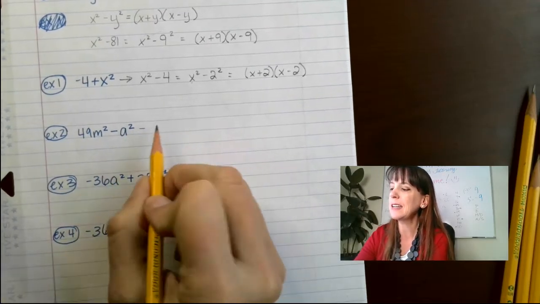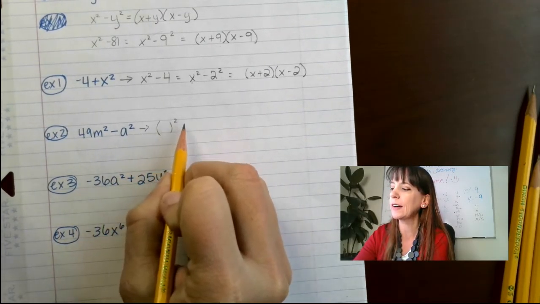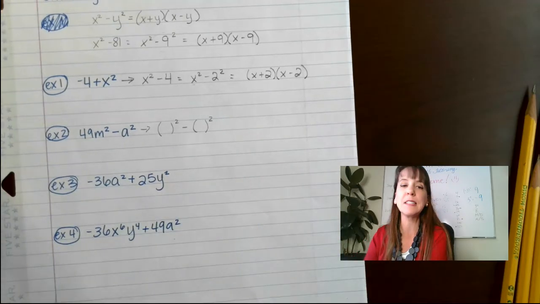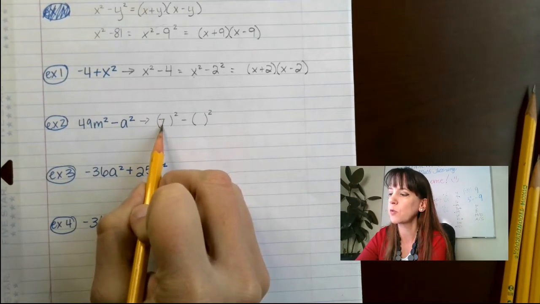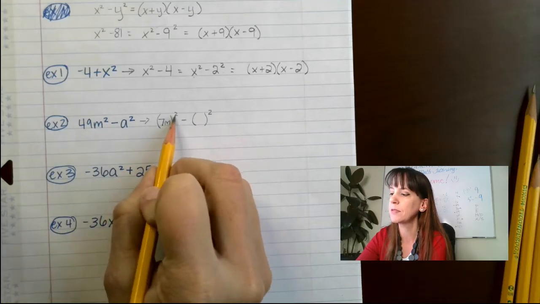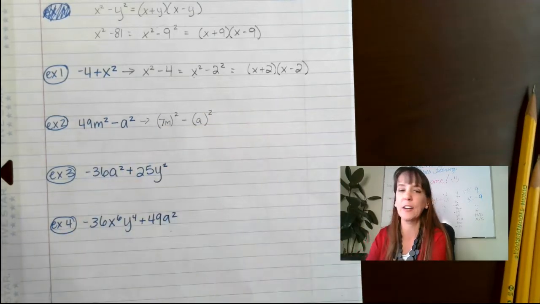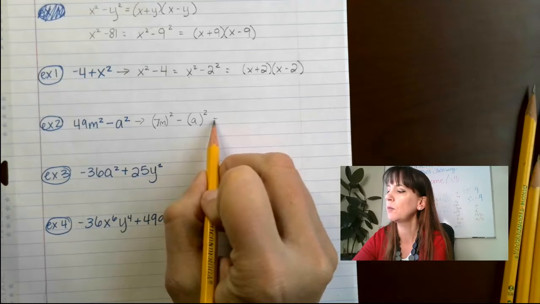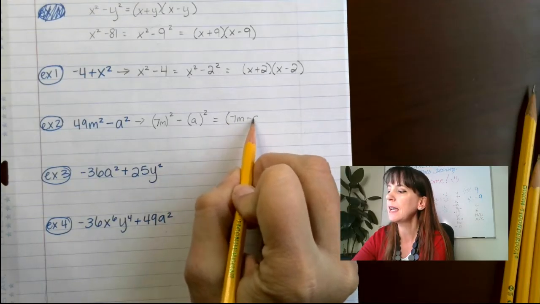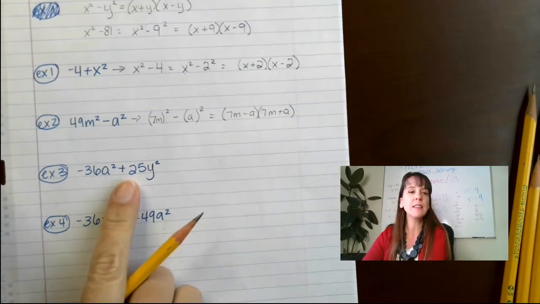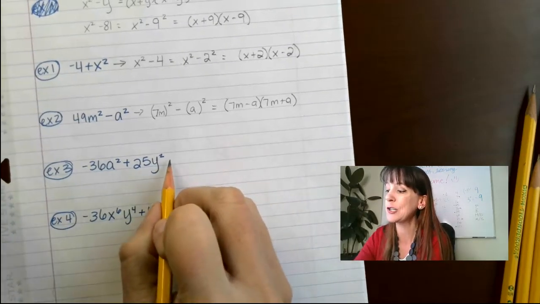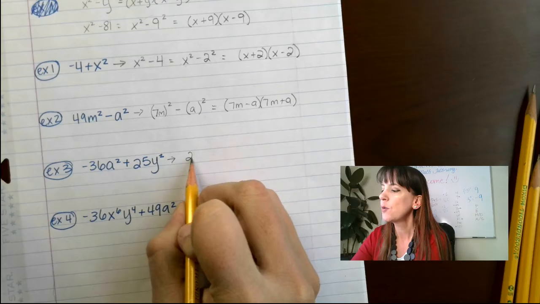Let's take a look at this one. Let's get it into something squared minus something squared. I think it'll be easier if we use parentheses on something like this. Now we know 7 squared gives us 49, and m squared gives us m squared, and we have a here. So we have something squared minus something squared. We get 7m minus a, 7m plus a. Awesome. Again, this is not a subtraction problem. This is an addition one, so we have to change it up a bit.